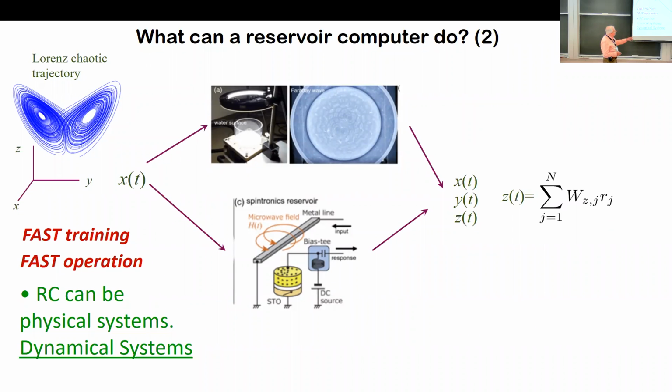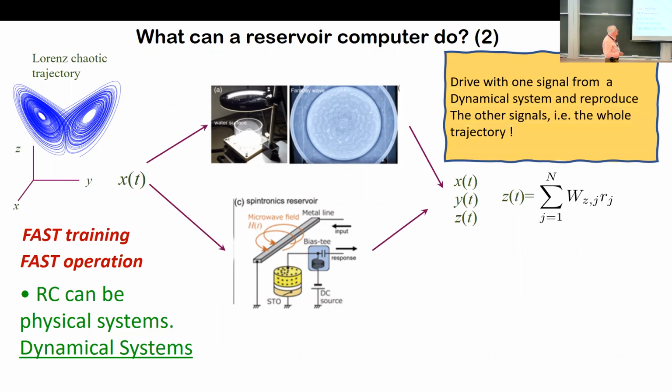So all of these have the same idea that you take the output from a particular input and you can recreate, in this case for the Lorenz, the Y and Z components, things that you seemingly didn't put into the reservoir. So you could drive with one signal, even experimentally, and you can reproduce other signals.